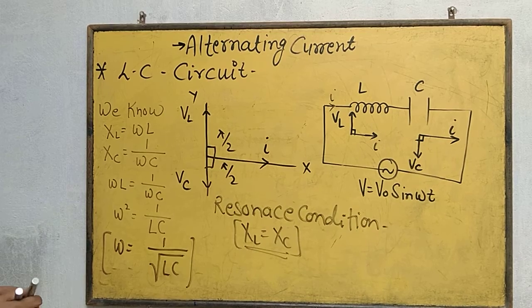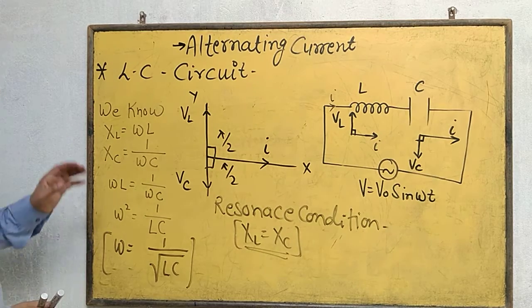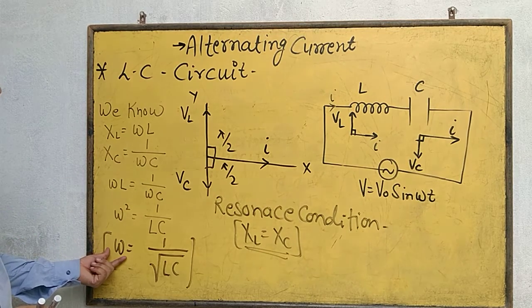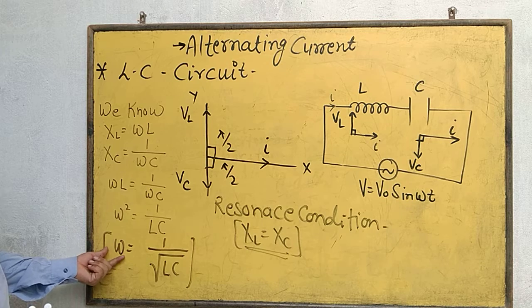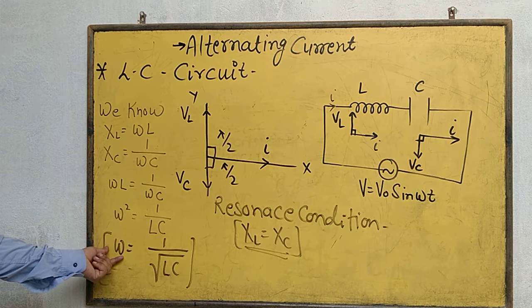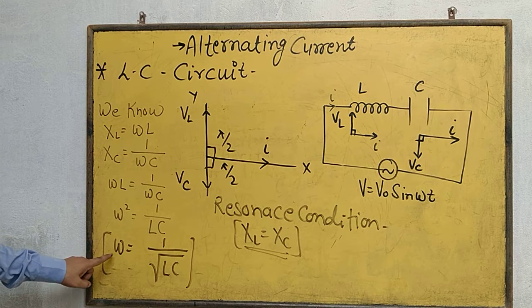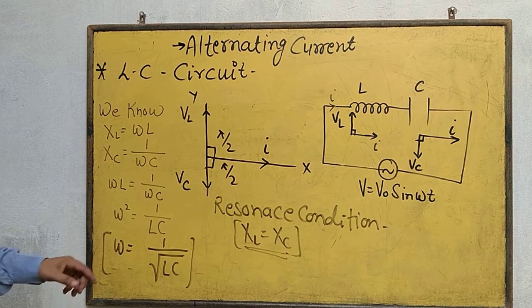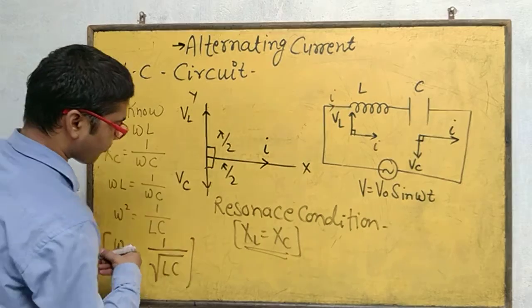Now you can also change this equation in form of frequency f. This one is the angular frequency, not the frequency. So if you want to write down the equation in form of frequency, you can replace this omega by 2 pi into the frequency of the applied voltage. So I am going to write this here.